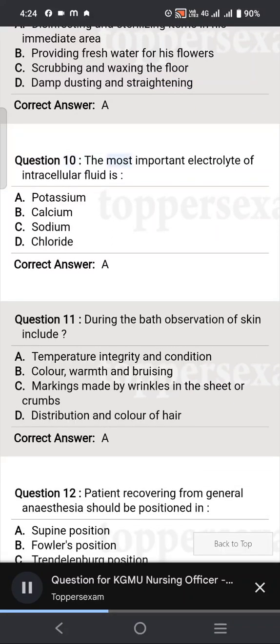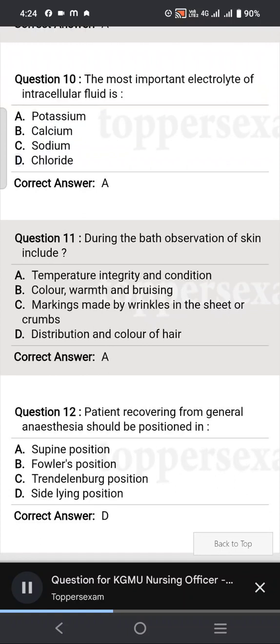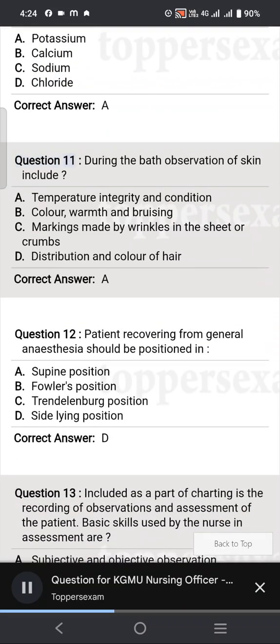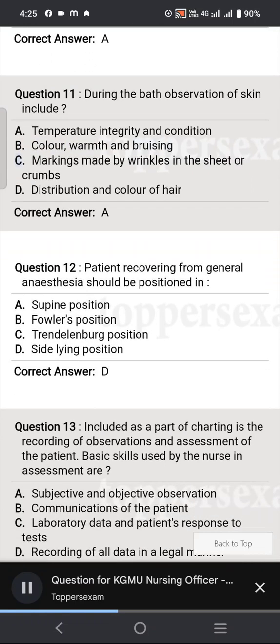Question 10. The most important electrolyte of intracellular fluid is: A. Potassium. B. Calcium. D. Chloride. Question 11. During the bath, observation of skin includes: A. Temperature, integrity and condition. B. Color, warmth and bruising. C. Markings made by wrinkles in the sheet or crumbs. D. Distribution and color of hair.